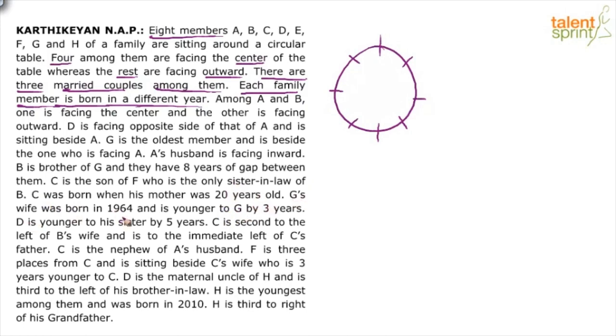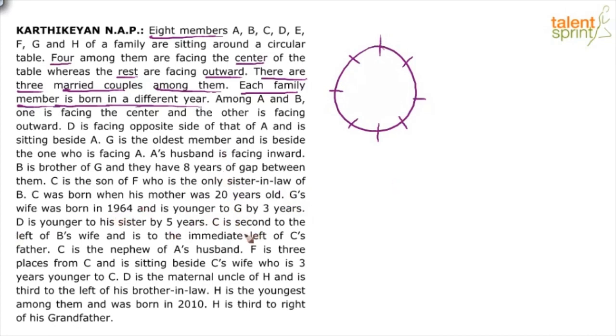G's wife was born in 1964 and is younger to G by 3 years. So you know that there are some hidden points, indirect points given here. G's wife is younger to G by how many years? 3 years. And G's wife was born in 1964. So G would have been born in 1961. G is older, older by how many years? 3 years. G is older than wife. So 1964 minus 3, 1961.